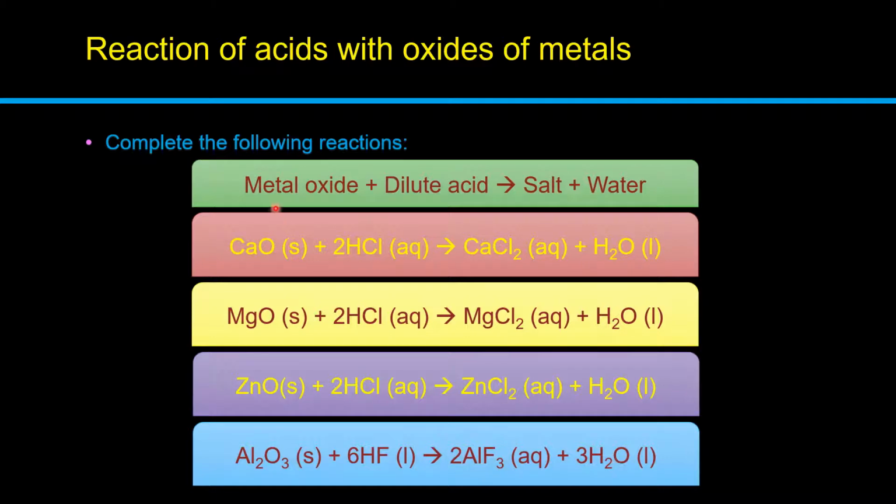So basically metal oxides react with dilute acid to form salt and water. Can we say this is a neutralization reaction, children? Yes. Through the previous equations, children, we have learned that metal oxides are basic in nature. That is why with acid they give salt and water, isn't it?